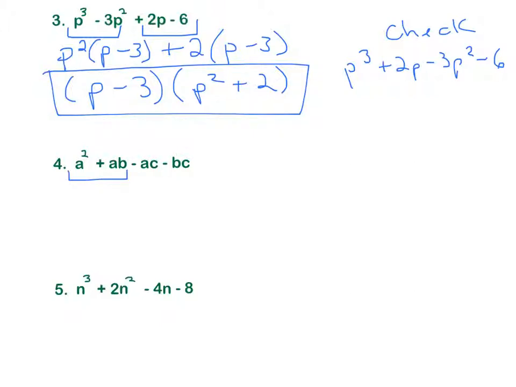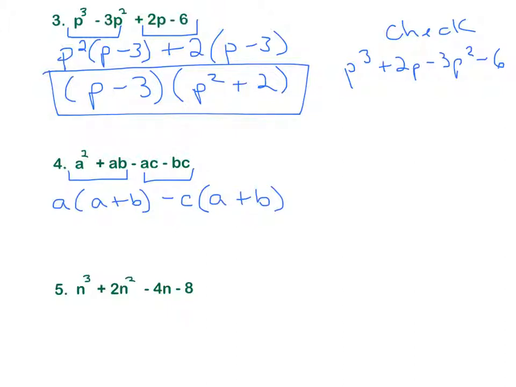Okay. The next example, I'm going to do the same thing. Pair up the first two and pair up the second two. Here I can take out an a, and I have a plus b. Here I'm going to take out a negative c. Be careful here, because I am factoring out a negative c, which means that I'm going to get an a here, but this is going to actually be a plus b.